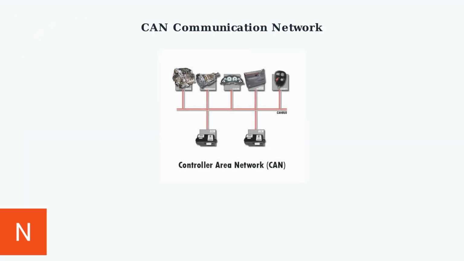The U1000 diagnostic trouble code in Nissan vehicles indicates a critical malfunction in the controller area network, or CAN communication system. This network is the backbone of modern vehicle electronics, enabling communication between various control modules. The CAN system connects multiple electronic control units, including the engine control module, body control module, ABS system, instrument cluster, and other critical components. All these modules communicate through a shared network using standardized protocols.